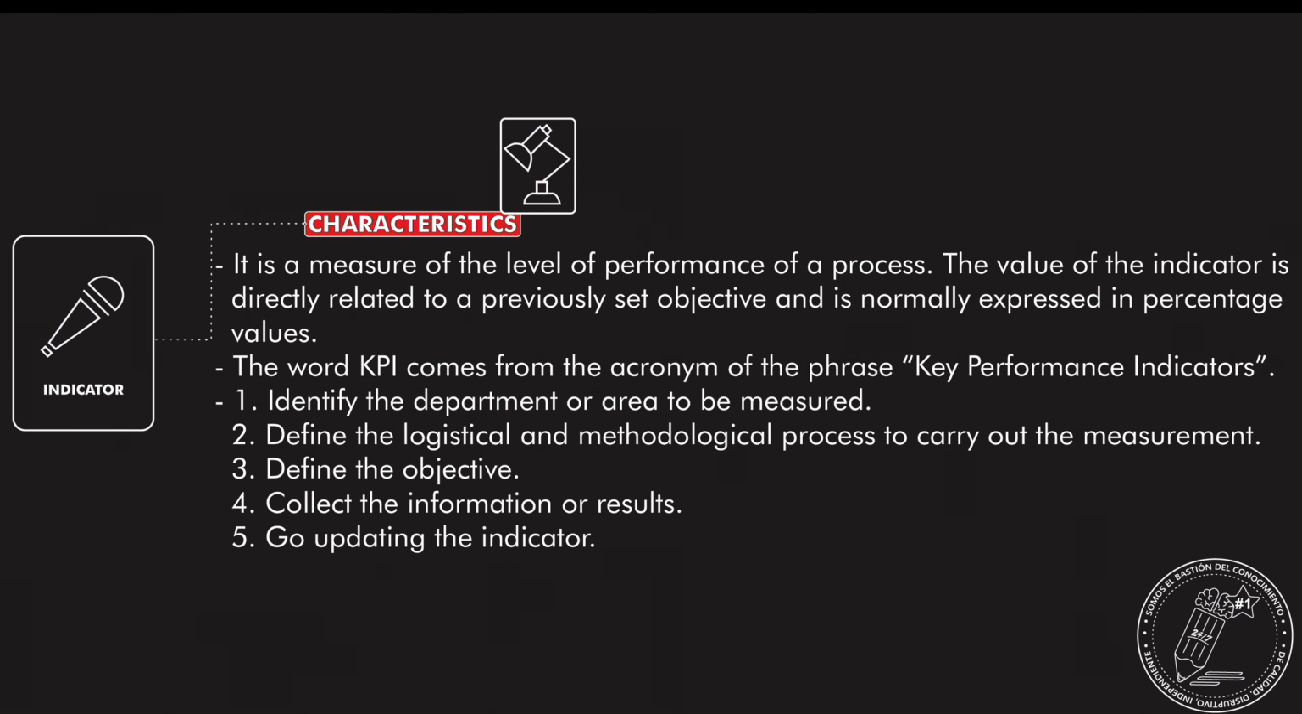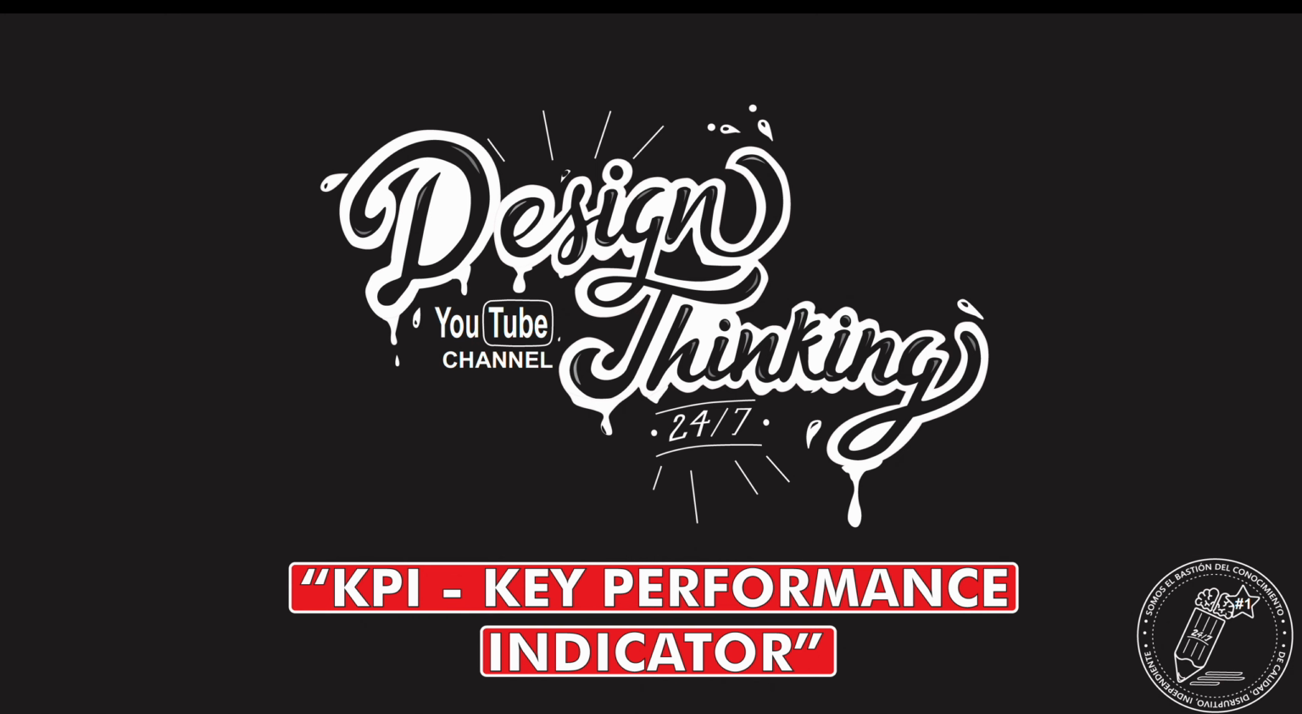The 5 steps that you use to define your indicator are: identify the department or area to be measured, define the logistic and methodological process to carry out the measurement, define the objective, collect the information or results, and go updating the indicator. So KPIs are related to OKR, which is objective and key result. It's very important because this tool is very helpful to know how you are performing. A lot of companies nowadays are using this tool and it's very well put together because it really allows you to make things easier.